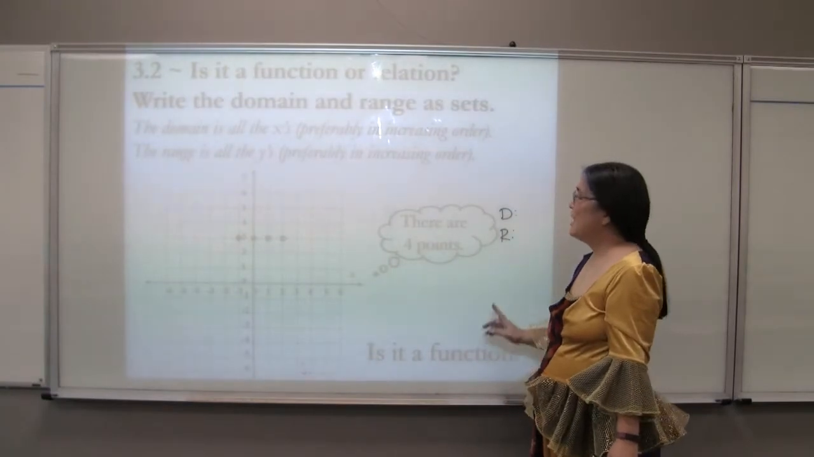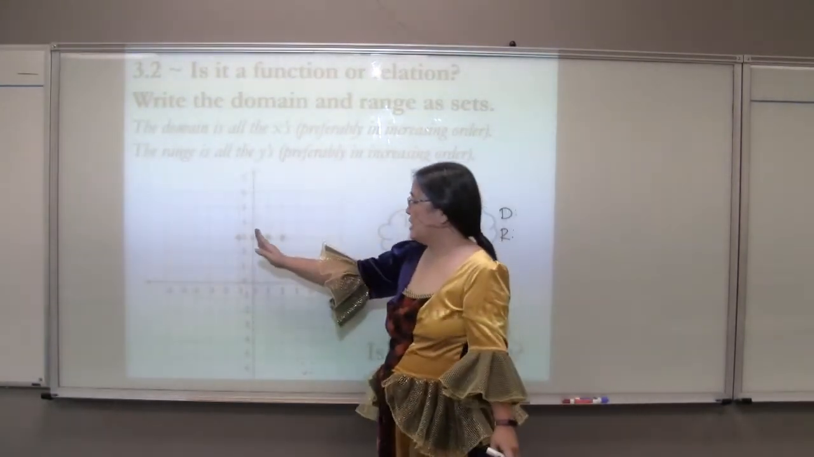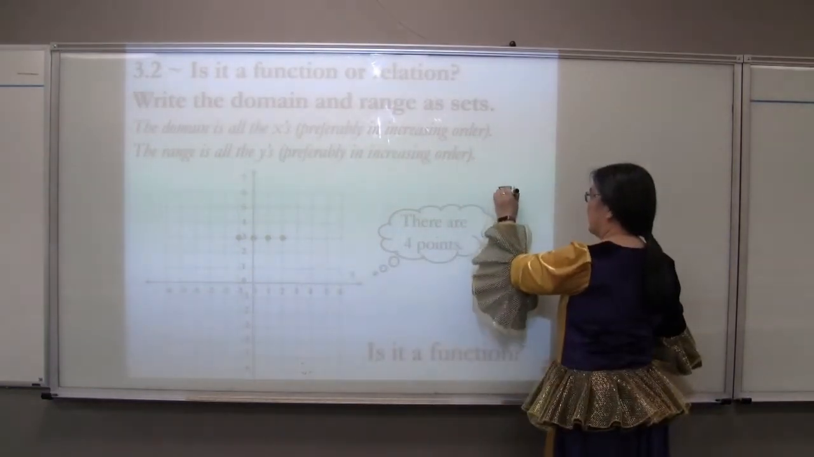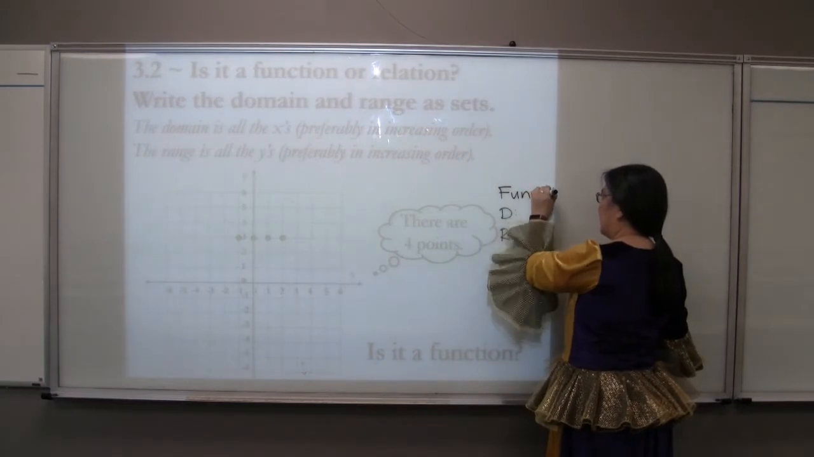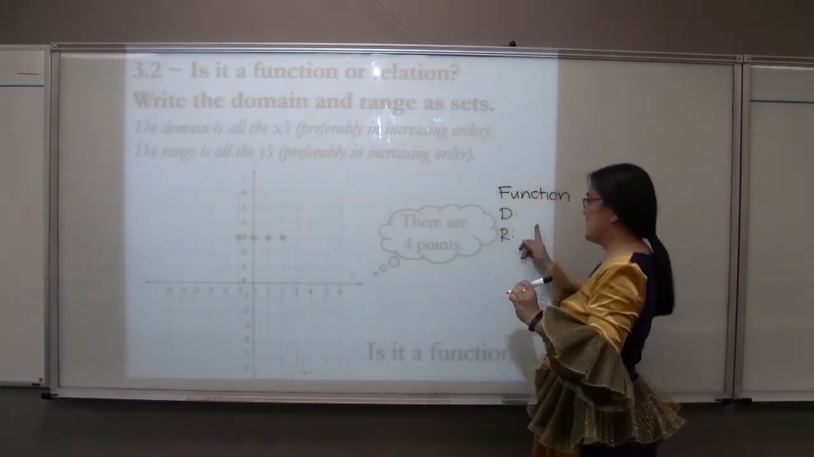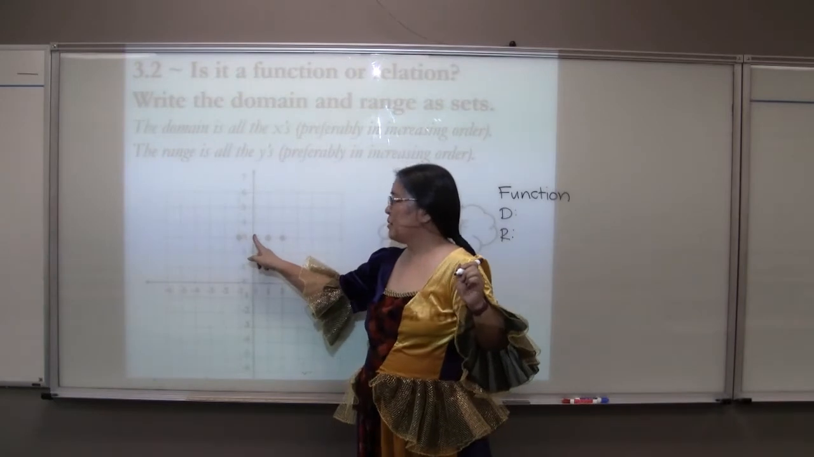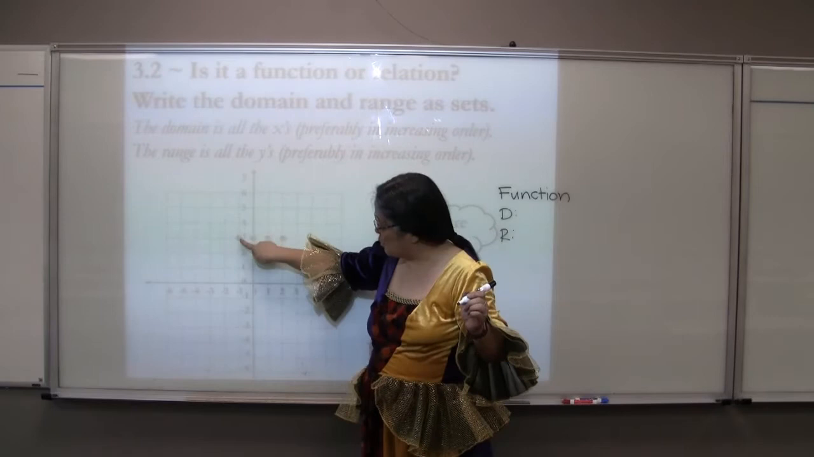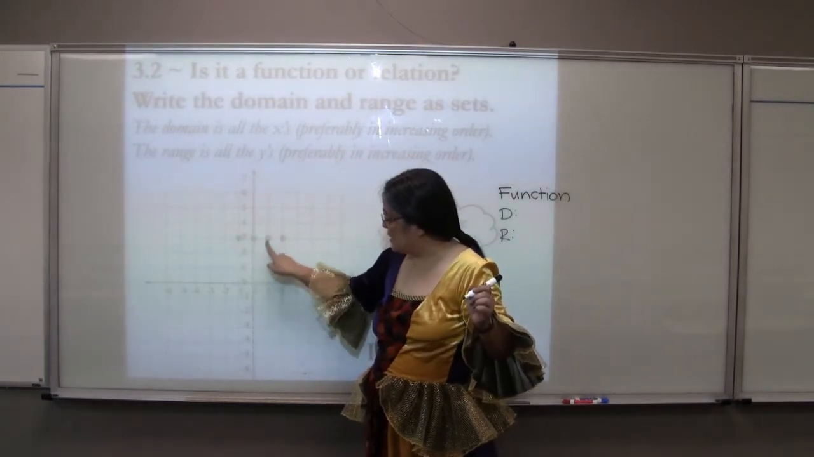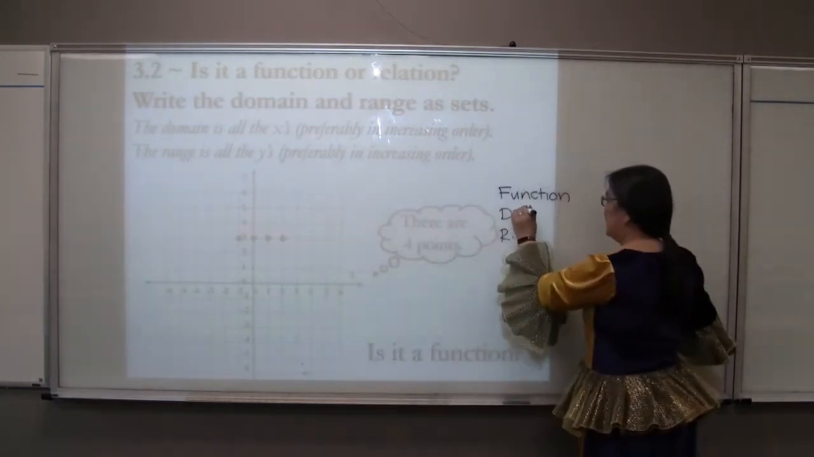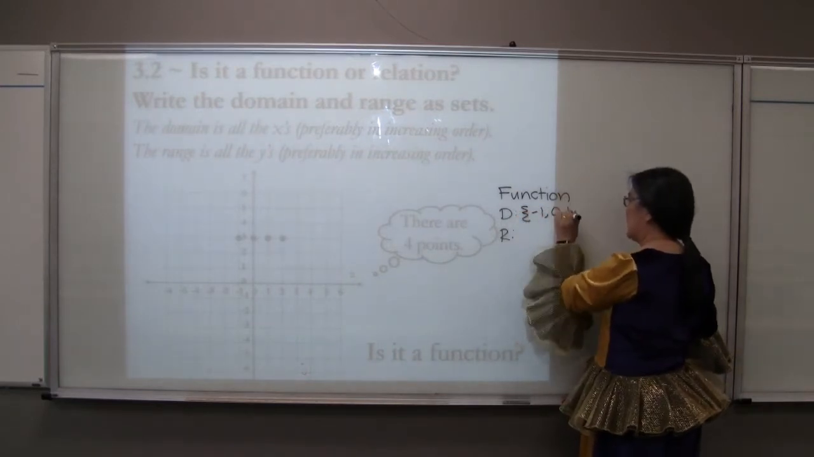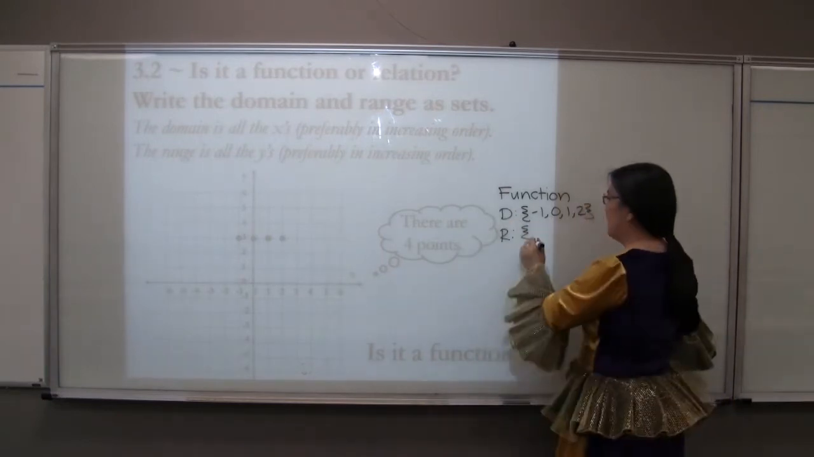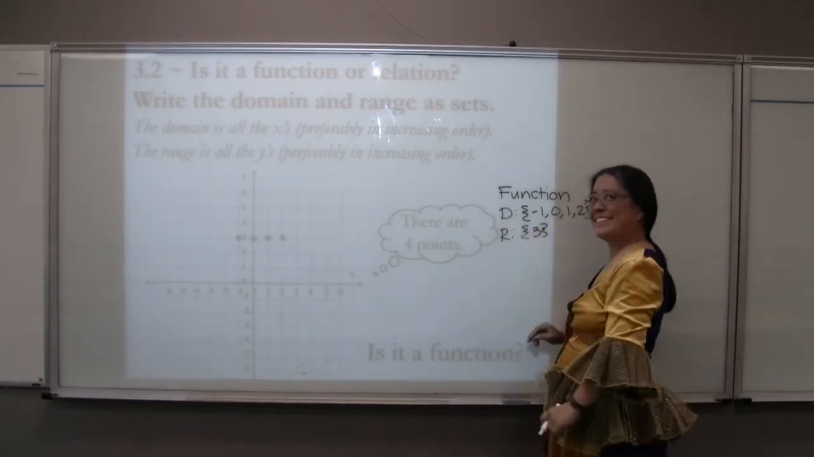Here's another problem. Let's see, is it a function or relation? There are no dots sitting on top of each other. This is still a function. We're writing the domain and range as a set. The domain, the x values. Now be careful. Many students want to use 3. That's a y value. We need to look at the x values. So the corresponding x values are -1, 0, 1, and 2. Least to greatest, -1, 0, 1, and 2. And then the range, there's only a single number, 3, because they all line up.